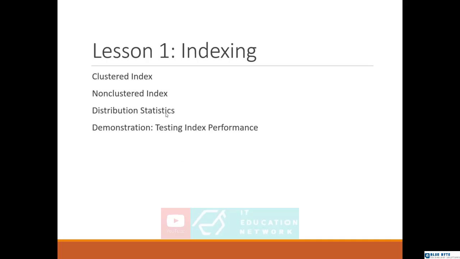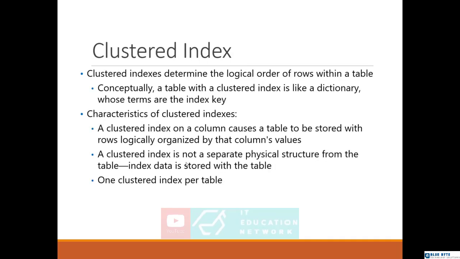Now with the first type of indexing, the clustered index, you can compare it directly to a dictionary. The characteristic of a clustered index on a column is that the table is stored with rows logically organized by that column's value, and there is one clustered index per table. You cannot add more. To be able to use a clustered index, you need to organize and order your table according to a specific column.